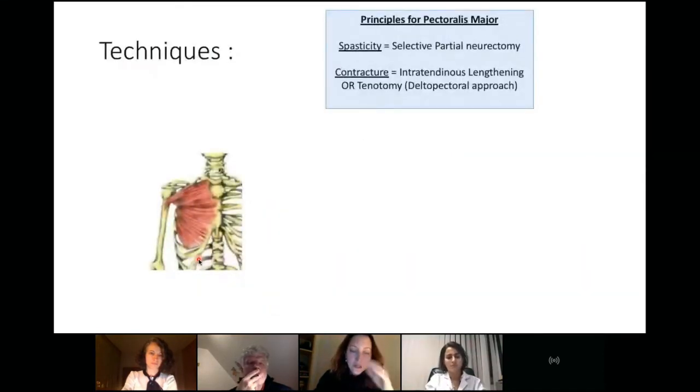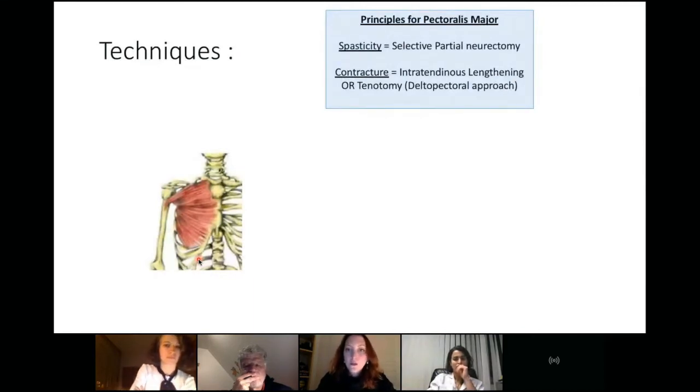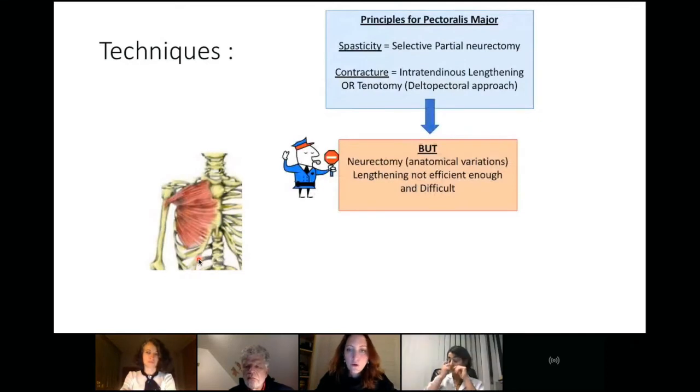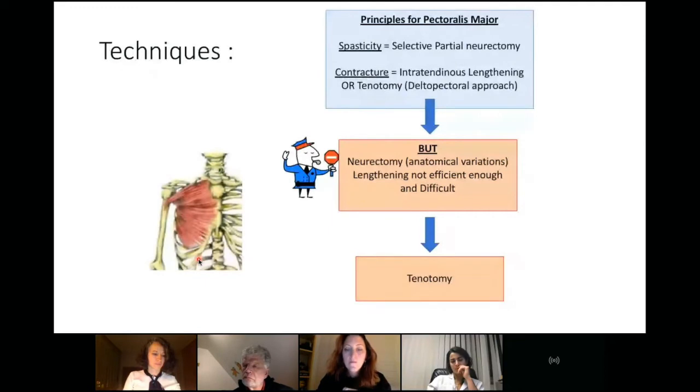We will see a few surgical techniques that we use for these 4 muscles in case of spasticity, if the deformity is reducible, or contracture, if the deformity is not reducible. For the pectoralis major, in theory, we could do a partial neurectomy in case of spasticity, but the problem is that with the lateral pectoral nerve, there are a lot of anatomical variations. So this neurectomy is quite difficult to perform. We prefer tendinous procedures, and mostly a tenotomy. Lengthening can be done in a mild retraction of the pectoralis major, but the tendon is very small, so lengthening usually is not very efficient.